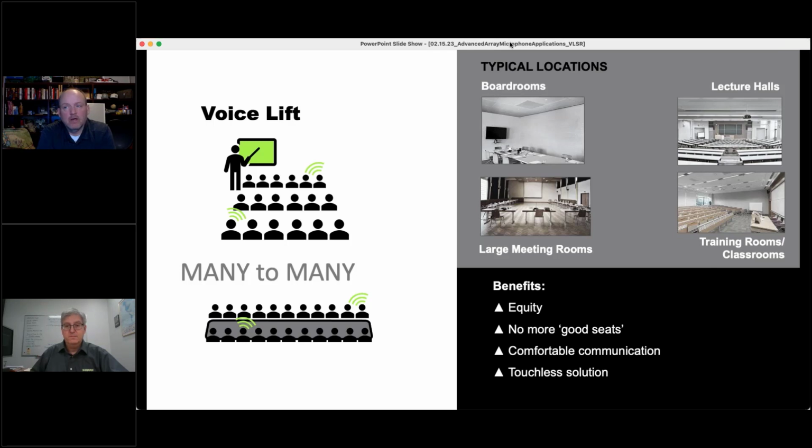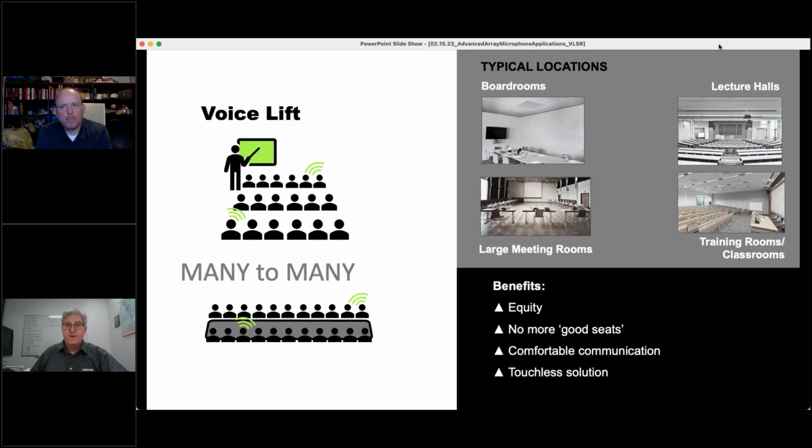In the past, these VoiceLift systems, we would do them with mics either hanging from the ceiling, like an omnidirectional mic, or we do some goosenecks and those kind of things in the back of the room where you could have an additional VoiceLift system. And we can still do that, but there are better solutions.